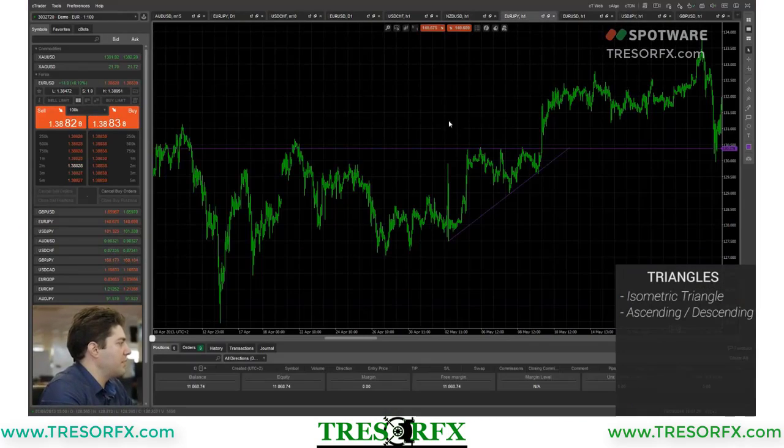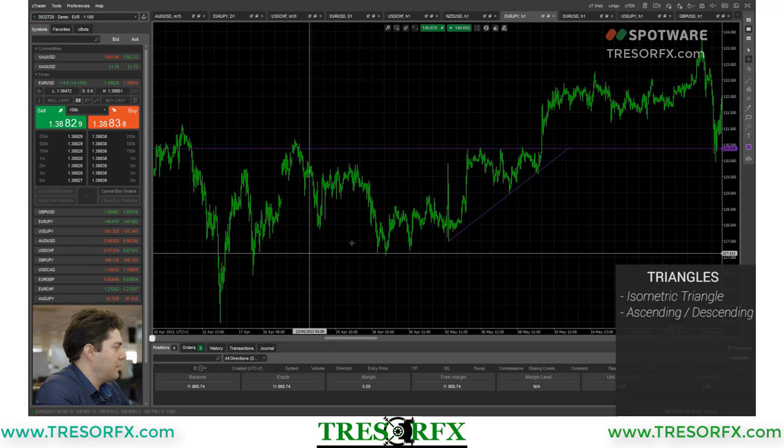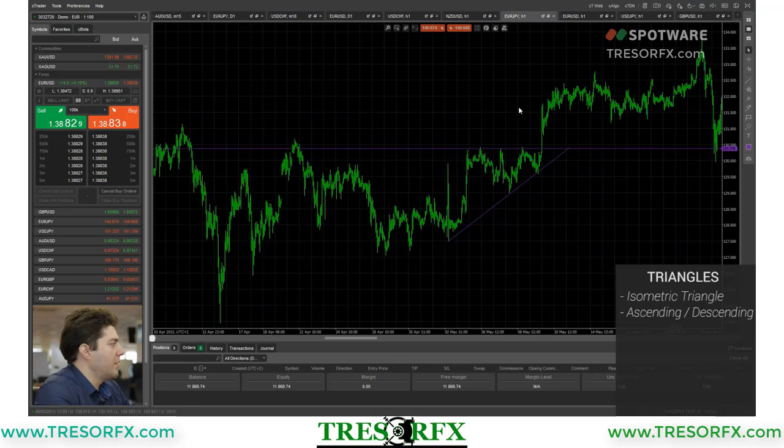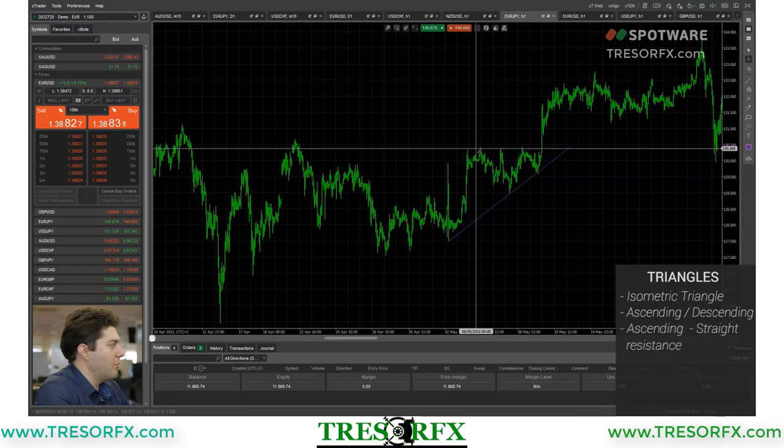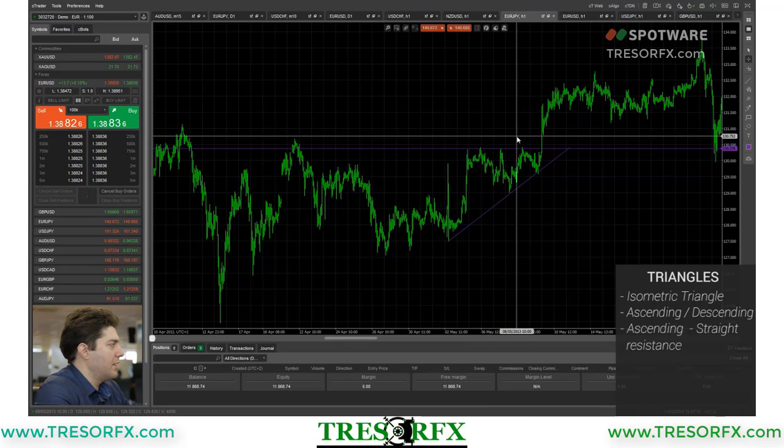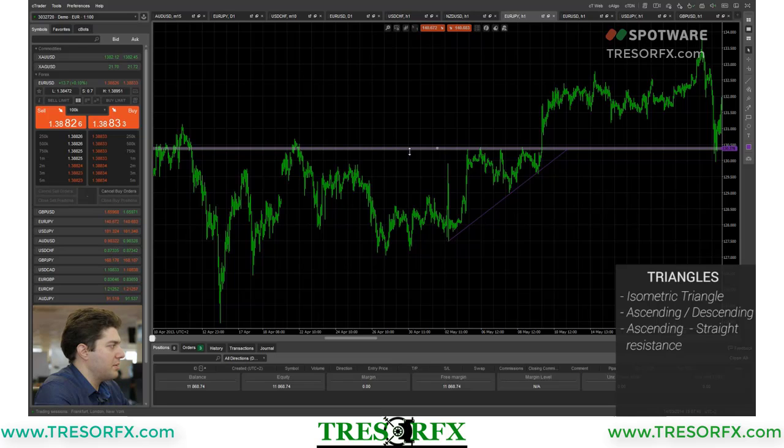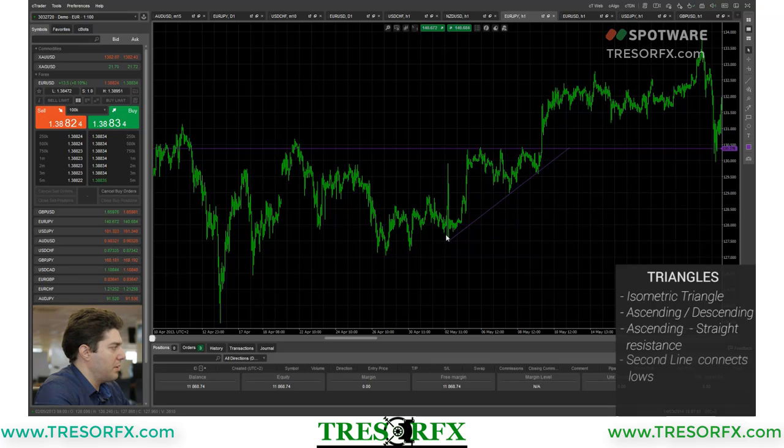Let's go to the next chart. Here we have an ascending triangle. We have an uptrend, as we see here, it's going up. The ascending triangle is made by a resistance line being formed on the top of small swings in the trend. The resistance line, however, is straight. The other line of the triangle connects the lows in an uptrend, and we see that these two lines will create an ascending triangle.